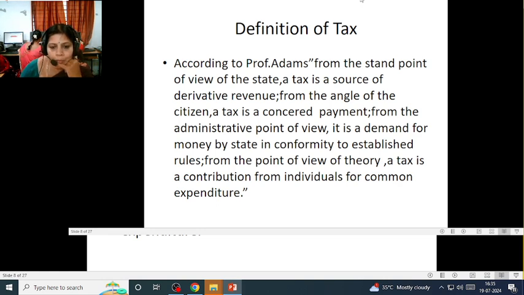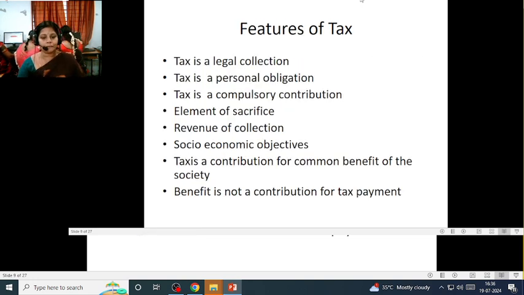According to Professor Adams, the definition of tax is as follows. From the standpoint of the state, tax is a source of derivative revenue. From the angle of the citizen, a tax is a compulsory payment. From the administrative point of view, it is a demand for money by the state in conformity with established rules. From the point of view of theory, a tax is a contribution from individuals for common expenditure.